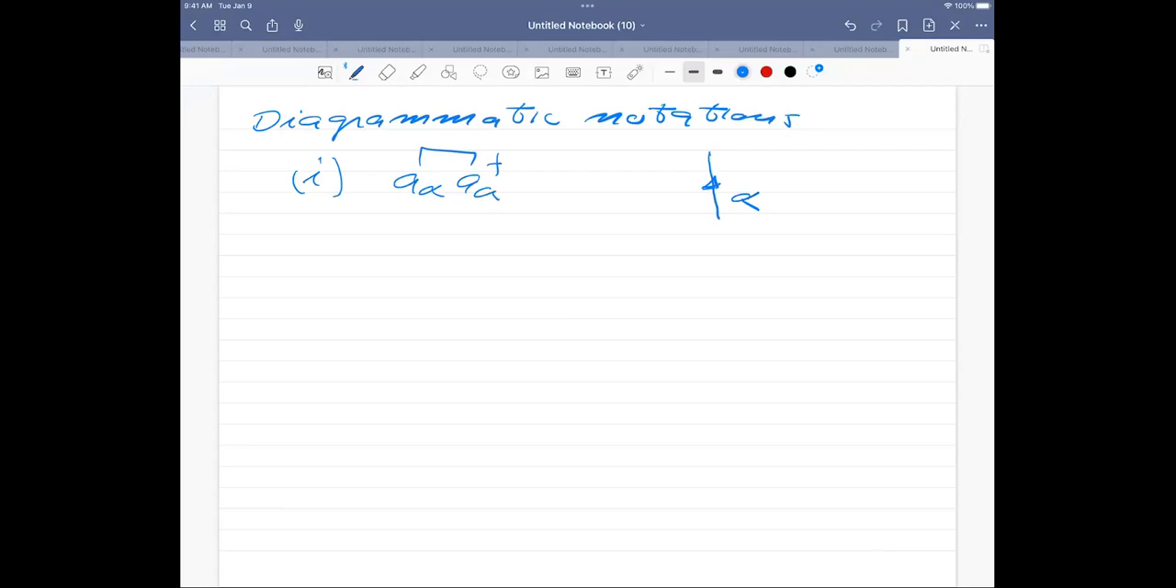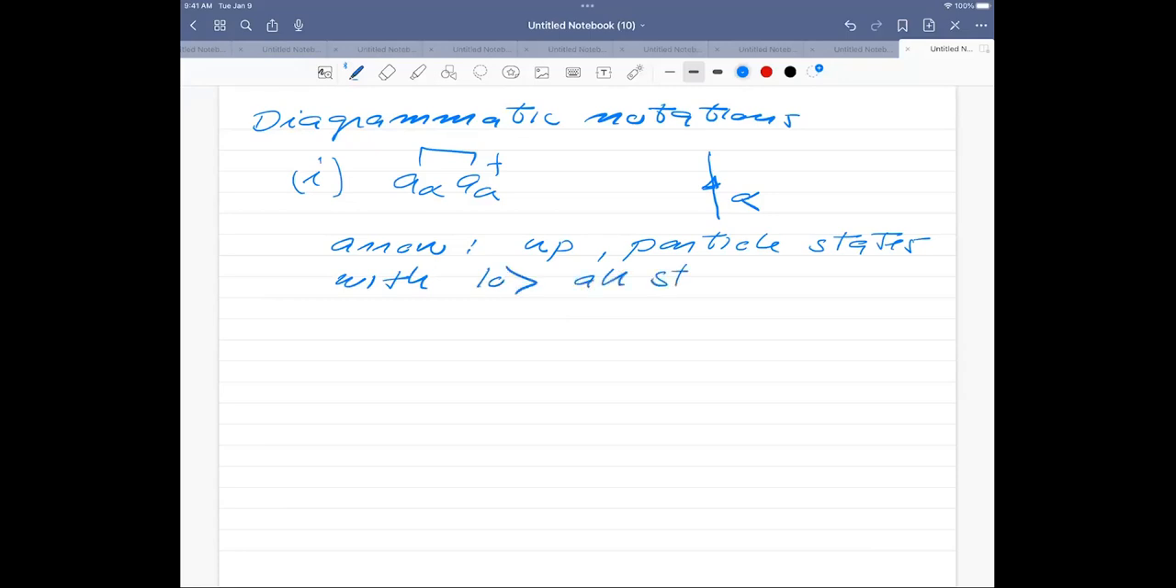Now, we are going to let the arrow, when it points up, and this is something for later when we have introduced particles and holes. So this is generally going to be what we were going to call a particle state. So in our case, with the vacuum state, all states are particle states. We create a particle with a given set of quantum numbers.